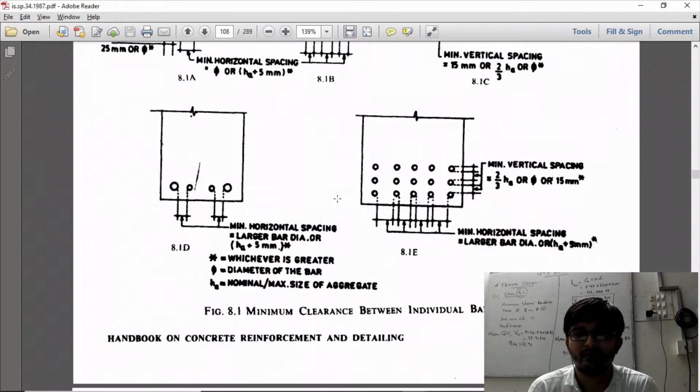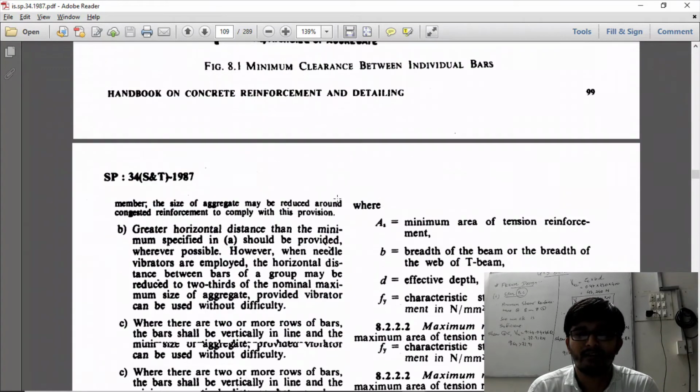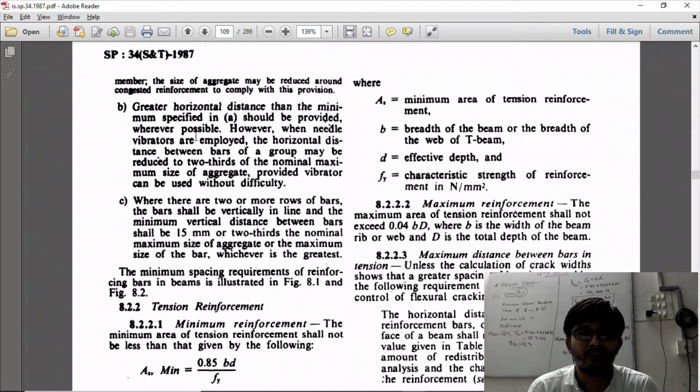Then there is one more point. Greater horizontal distance than the minimum specified should be provided where possible. However, when needle vibrators are employed, the horizontal distance between bars of a group may be reduced by 2/3 of nominal maximum size of aggregate, provided the vibrator can be used without difficulty, right? So this is an important clause.